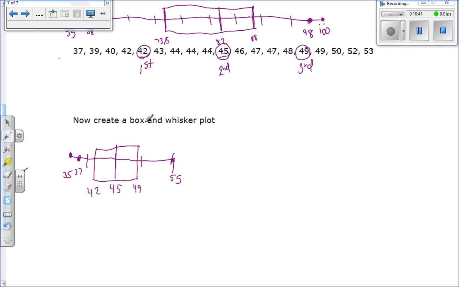There's my box and my whisker. I only go up to about 53. I need to plot it and label it as 53. And that's really all there is to box and whisker.